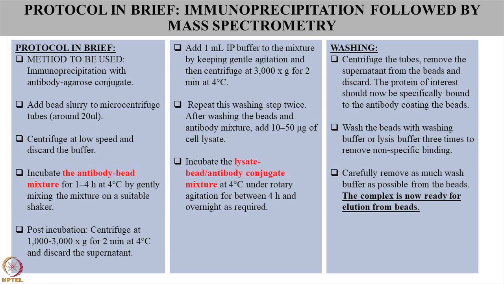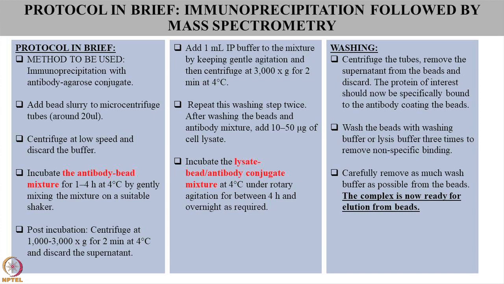And then this lysate bead antibody conjugate mixture you can keep with gentle rotary agitation at 4 degrees for overnight binding. Again, it depends on your experiment. If you have already verified the response using a Western blot, you will know how much of the protein of interest is in your sample. So accordingly, you can design. If you think that it is too abundant, then maybe you might not go for an overnight incubation. So these things can be optimized.